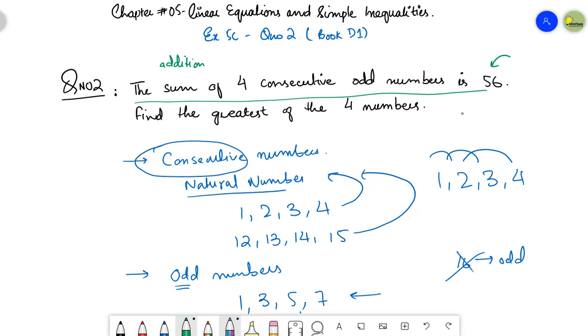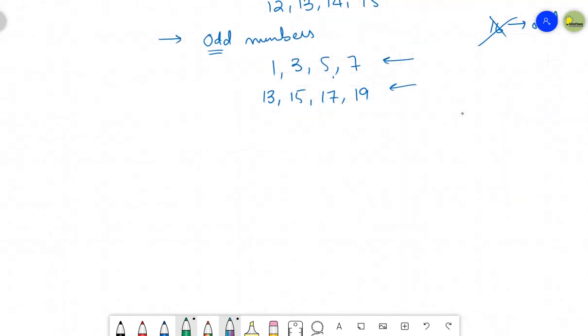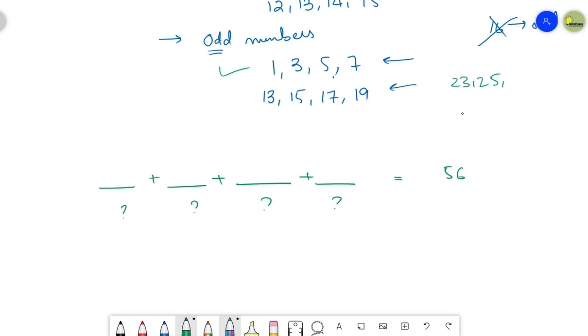So what you have to do is assume a variable for that. We know that there are four consecutive numbers and if we add them, we get 56. But what are these four numbers? In order to find out, we don't know whether it is 1, 3, 5, 7, or 13, 15, 17, 19, or 23, 25, 27, 29. We don't exactly know the numbers.